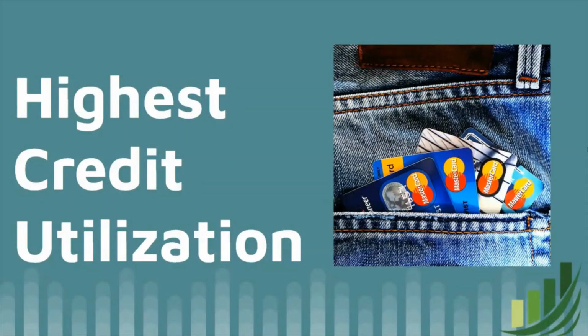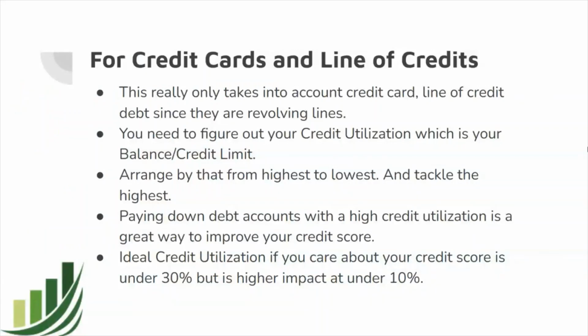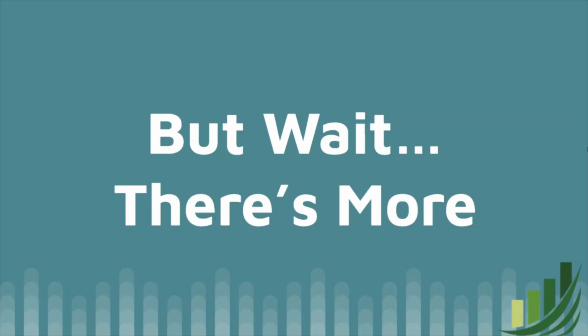Highest credit utilization. This one's really for credit cards and lines of credit. You need to figure out your credit utilization, which is your balance divided by your credit limit. Then you're going to arrange that from highest to lowest and tackle the highest. Paying down debt accounts with high credit utilizations is a great way to improve your credit score. Ideal credit utilization, if you care about your credit score, is under 30%, but the higher impact is actually under 10%.